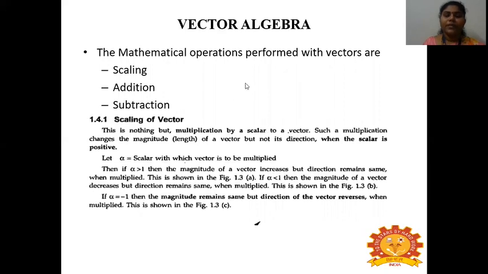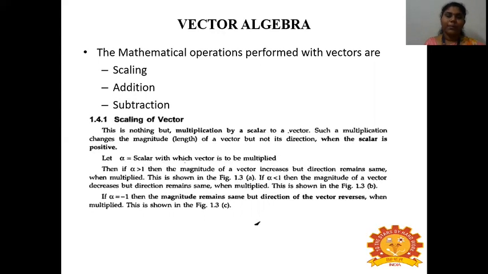Next, we will see about vector algebra. So the mathematical operations performed with the vector algebra are: one is scaling, addition, subtraction. So what do you mean by scaling? Scaling of the vector is nothing but multiplication of a scalar to a vector. That is, we are going to multiply the vector by a scalar.